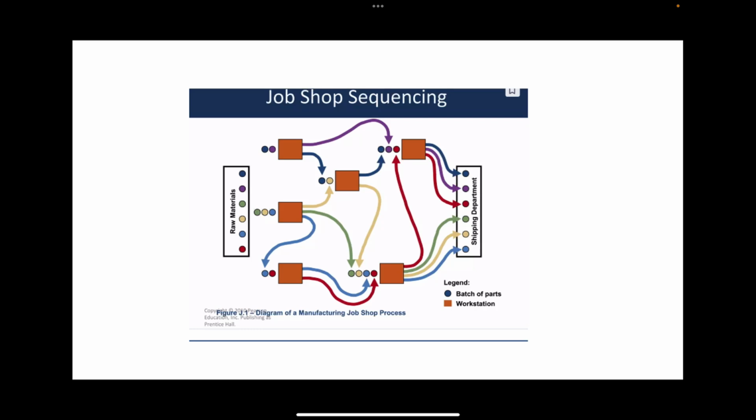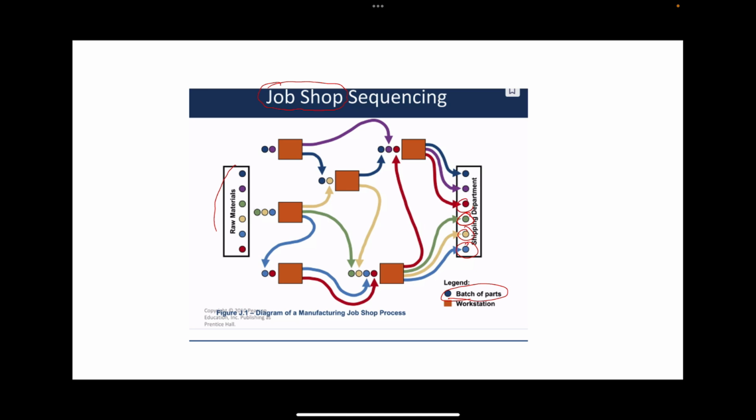So now we are discussing job shop sequencing. We have seen what a job shop is. That means there are several jobs, each with a different route of production. You can see these are the raw materials and this is the shipping department. Several batches of parts need to be produced.